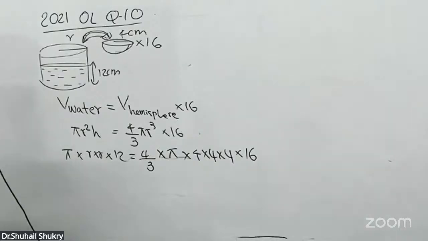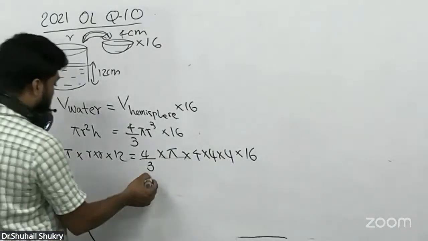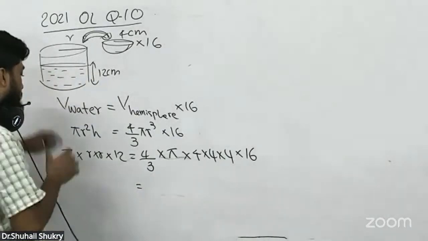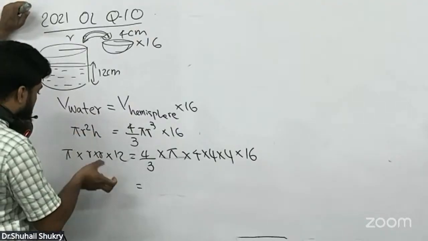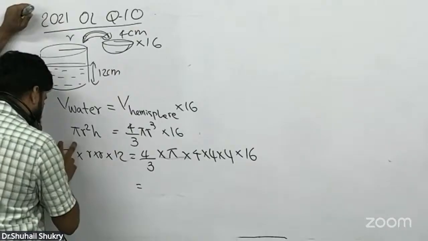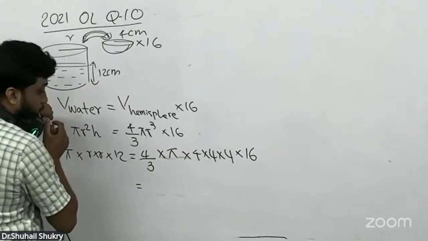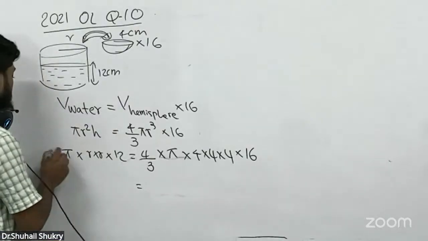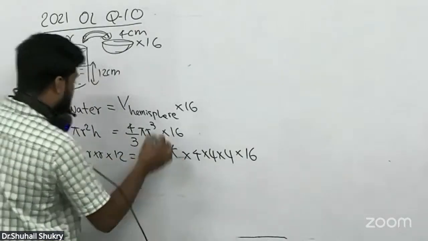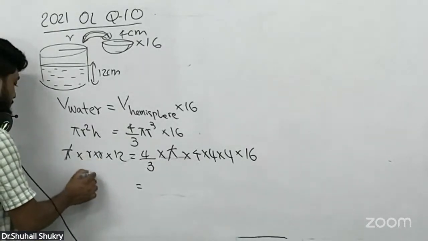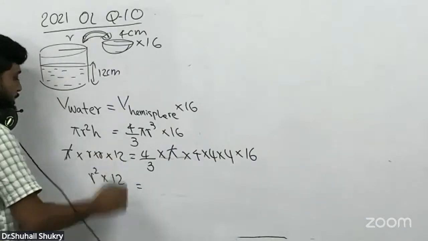But our target is to get an expression for r. Then what should I do? Simplify everything. If you see the same things on the left side and the right side, simplify that. You can see pi on the left side and pi on the right side, so please simplify this pi and this pi. So I get here r squared into 12.